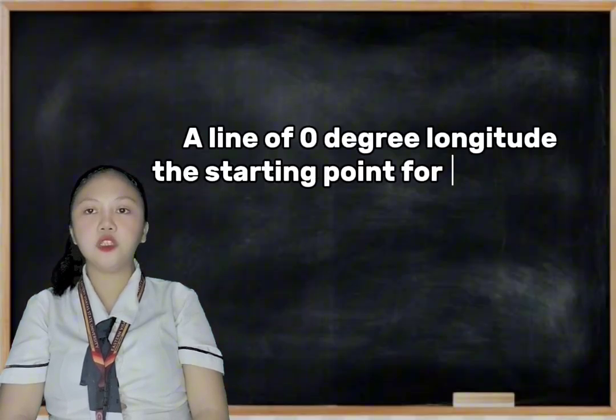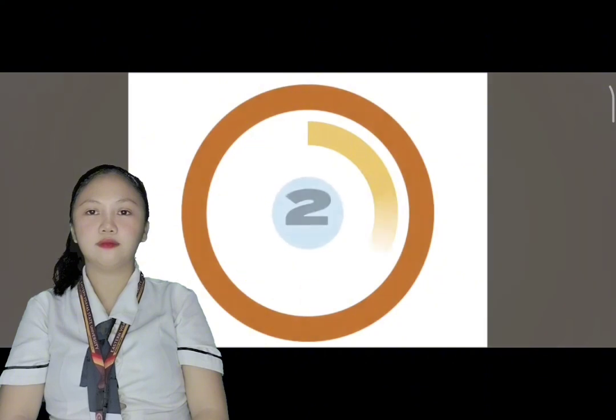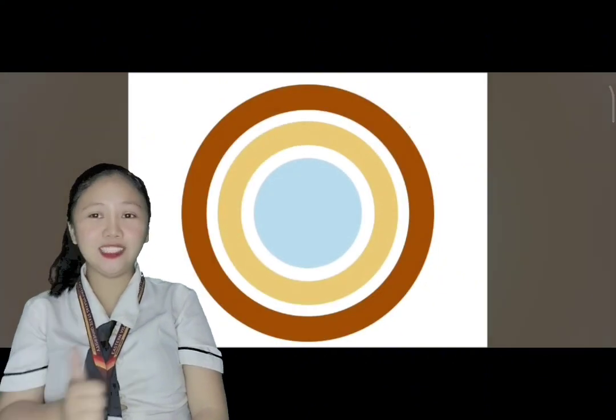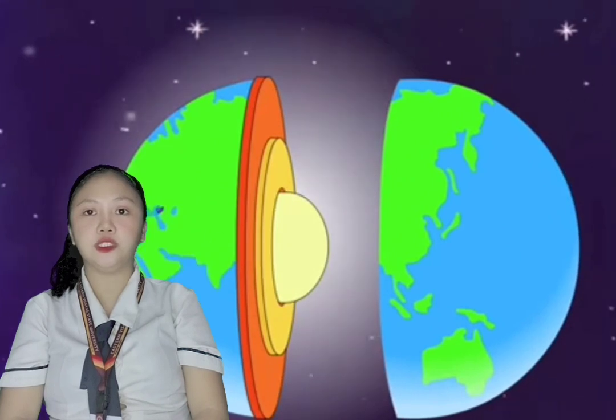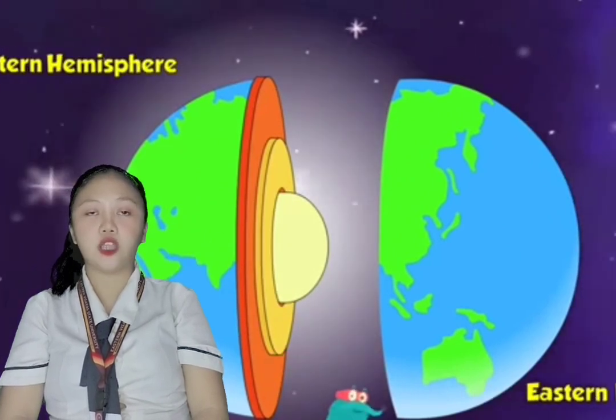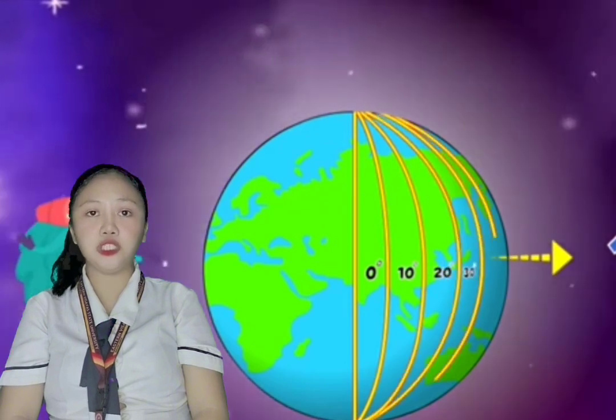A line of 0 degree longitude, the starting point for measuring distance both on east and west around the Earth. Wow, very good. It is prime meridian. A prime meridian is the planet's line of 0 degrees longitude, which serves as the starting point for measuring distance both east and west around the Earth. It runs through Greenwich, England, and is the reference line from which longitude east and west is measured.